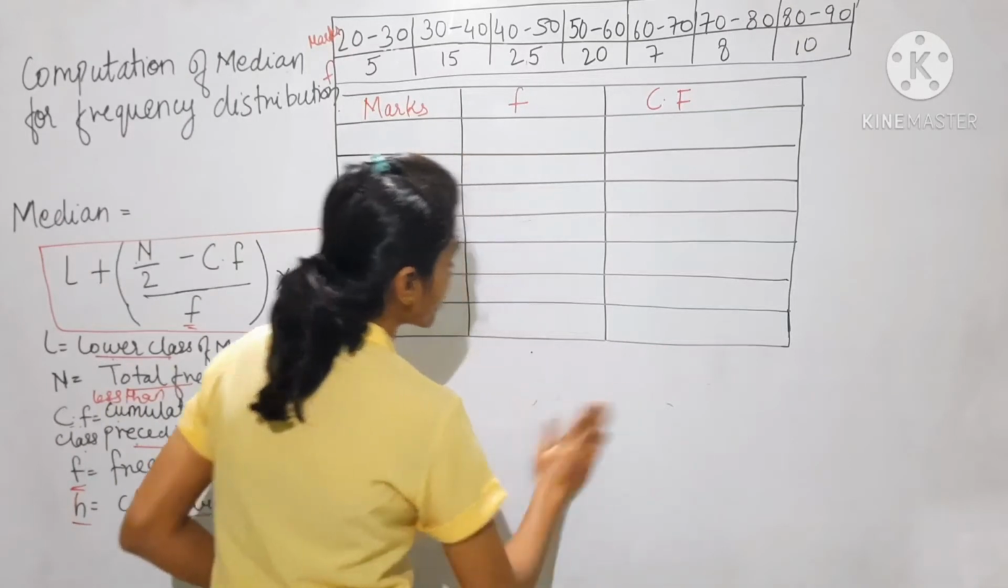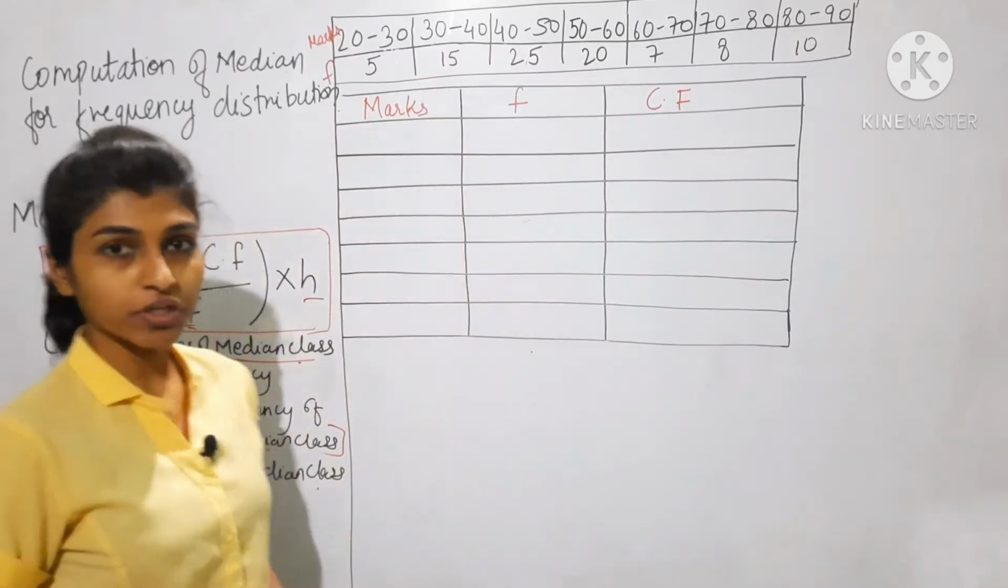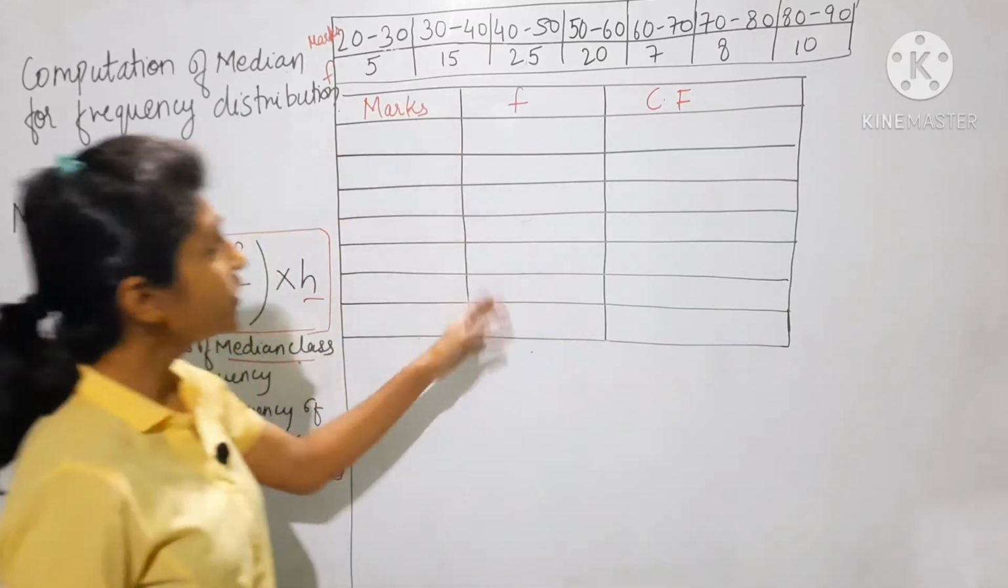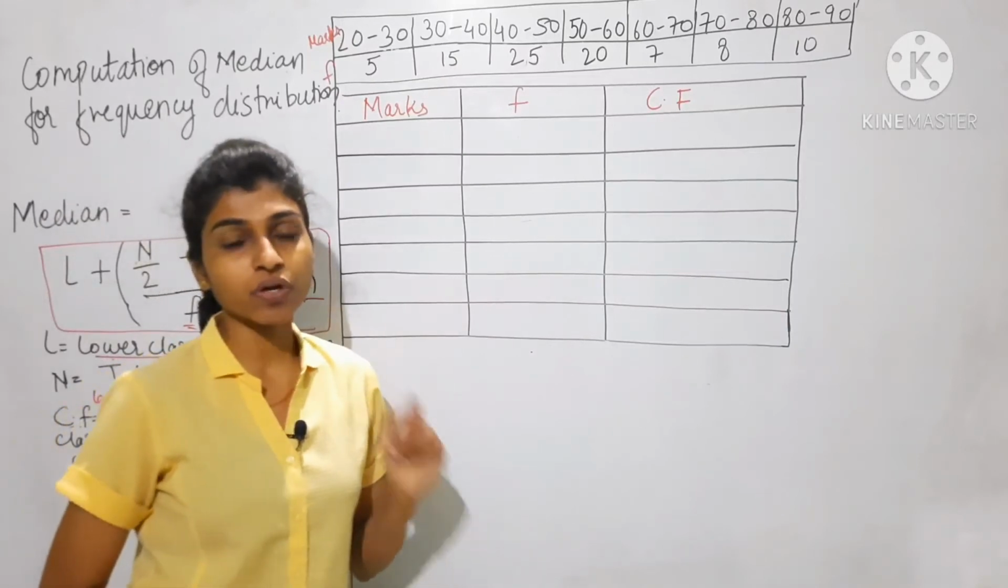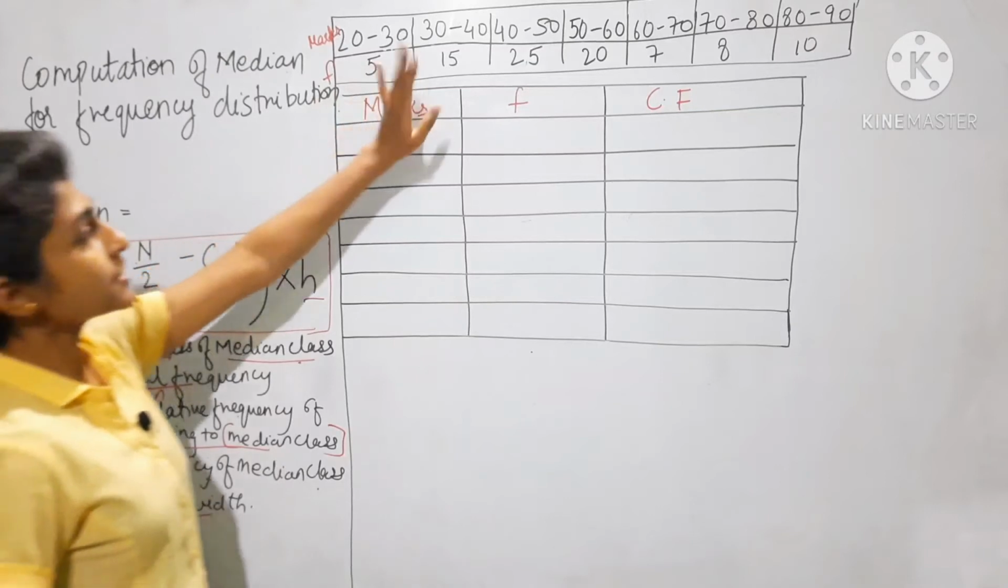So it is very important, first observe the classes. If the classes are continuous, no need to find a class boundary. If the classes are not continuous, you need to find the class boundary. Okay, this is very important. So the classes are continuous.